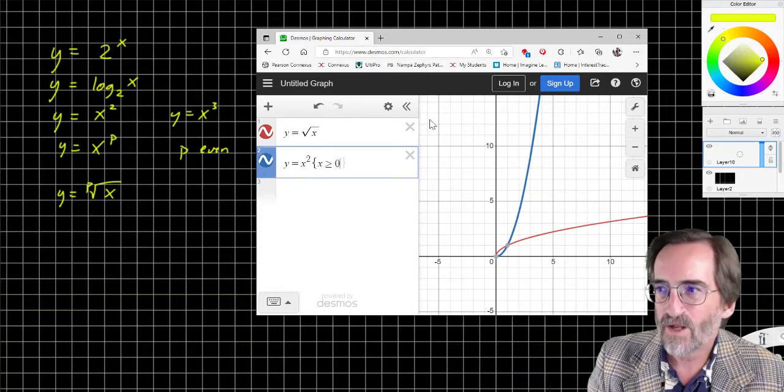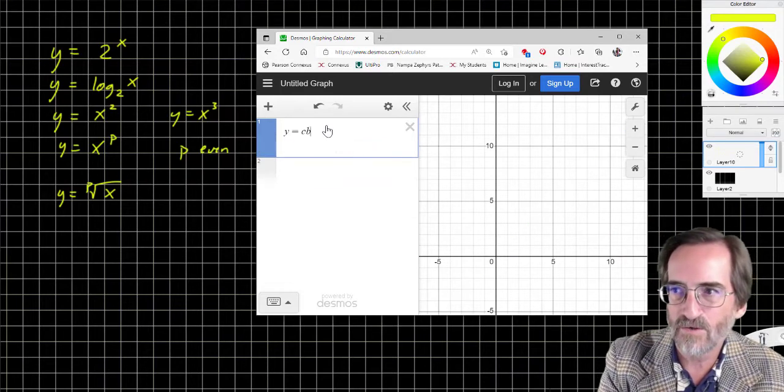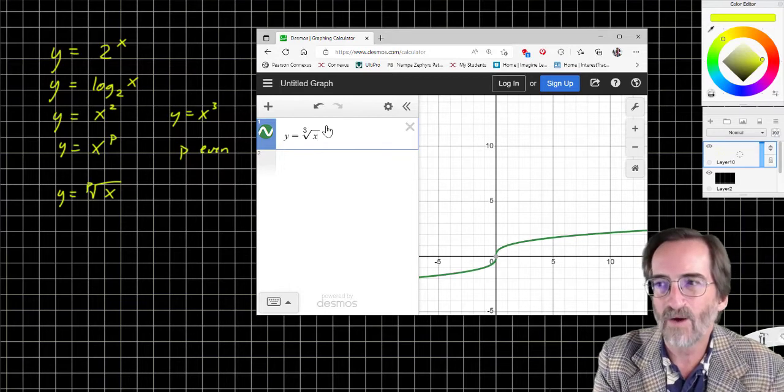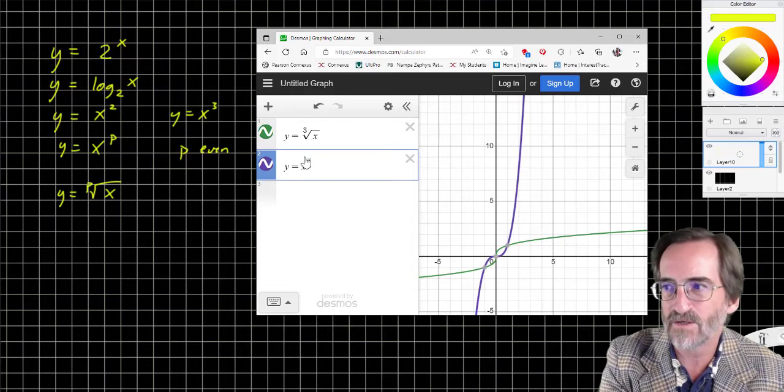But what if we say it's the 3rd root, right? So y equals the cube root of x, right? Now we need no domain restriction. That is the inverse of y equals x cubed.